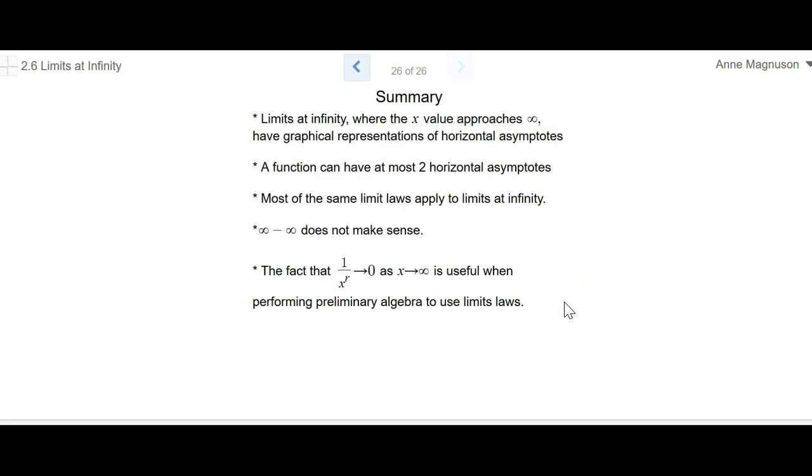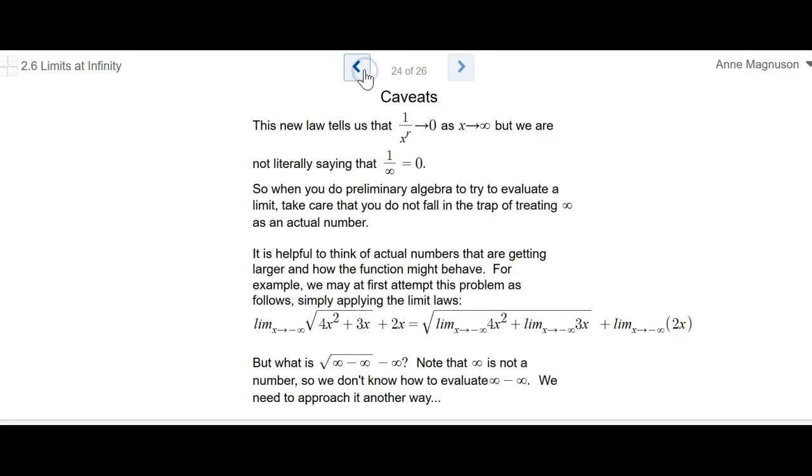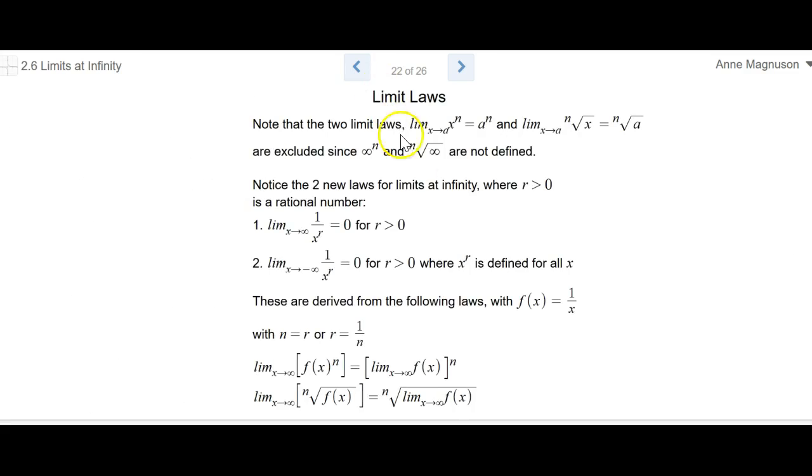So that is it for this fun slideshow. You need to watch out for those landmines of indeterminate forms. You can't just go plugging infinities into your limits, and if you get something like infinity minus infinity, or infinity over infinity, you've got to approach it another way. And that's where this law that we learned comes in handy.